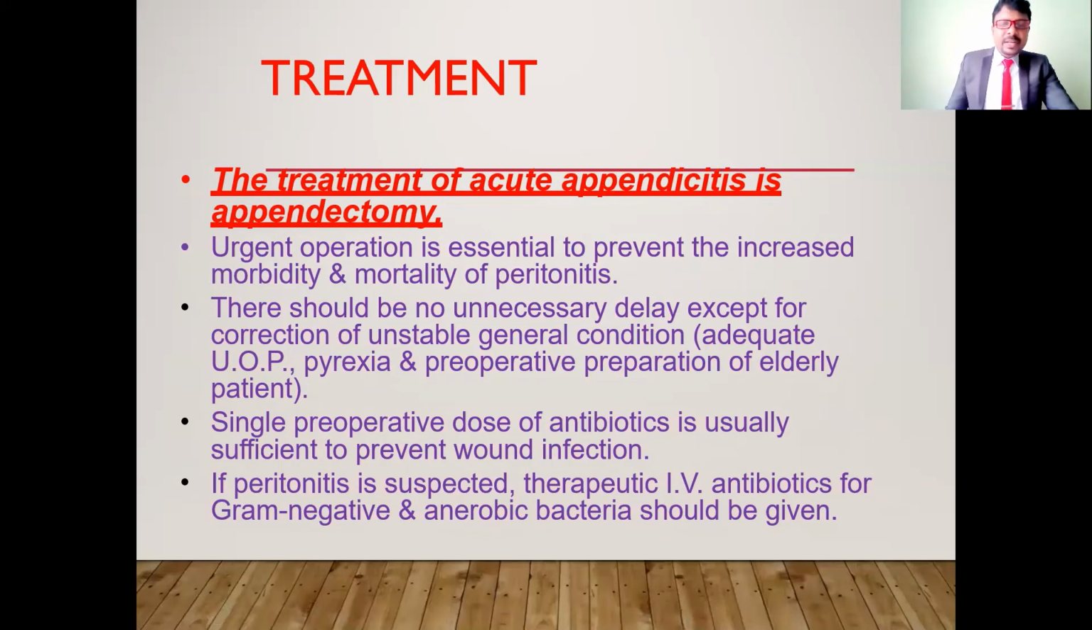The treatment of acute appendicitis is appendicectomy. If it is not controlled with conservative and medical management, urgent operation is essential to prevent increased morbidity and mortality from peritonitis. If there is inflammation of the peritoneum, surgical procedures must be done immediately. There should be no unnecessary delay except for correction of unstable general conditions.